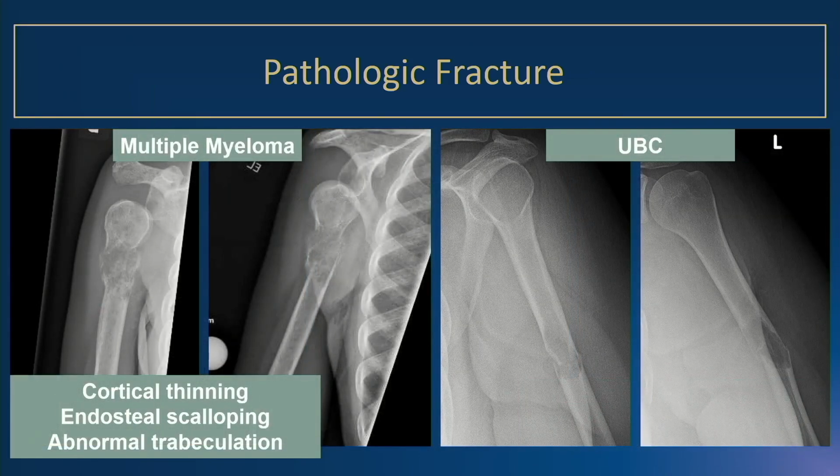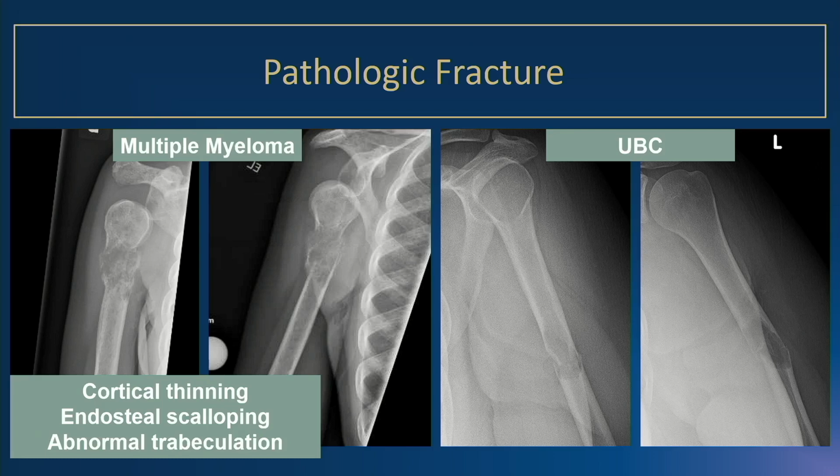So after metastatic disease, the next most common cause of pathologic fracture in adults is going to be multiple myeloma. Here's the right humerus in a 43-year-old woman with multiple myeloma. We can see a pathologic fracture through a lesion of the proximal humeral shaft. All of the features that suggest there's an underlying lesion are present. You'll see thinning of the humeral cortex, scalloping of the endosteum, and loss of the normal trabecular pattern in the region of the lesion.